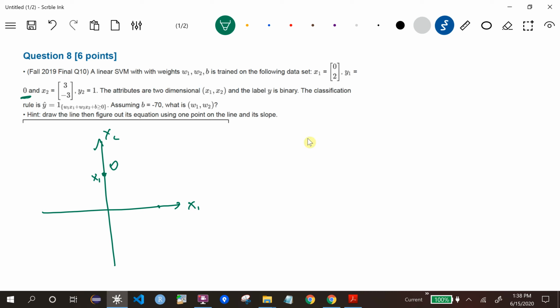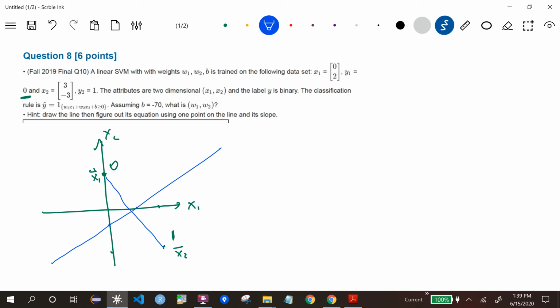And the other point is 3, -3, so x2 vector is here, and it's labeled 1. So what I did in class is I drew a line that's kind of in the middle, and then I found these 2 points on the x1 and x2 axes, and then I solved the equation of the line based on 2 points. Here, it seems these 2 points are very difficult to find, except for some special numbers.